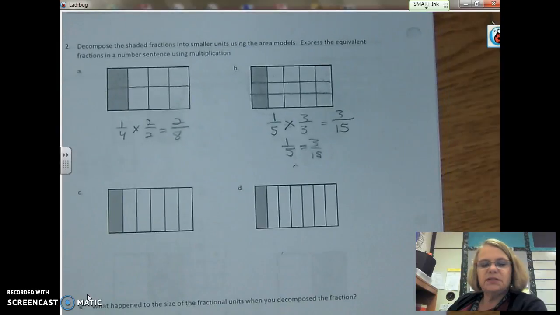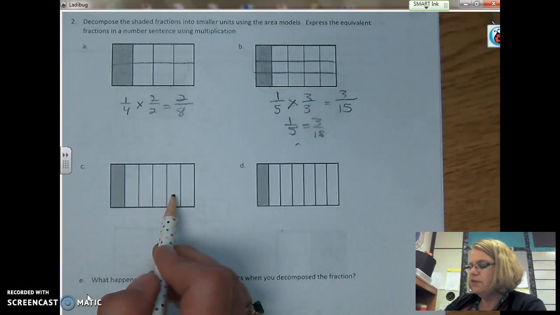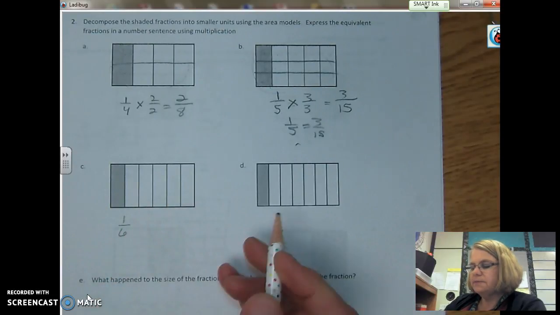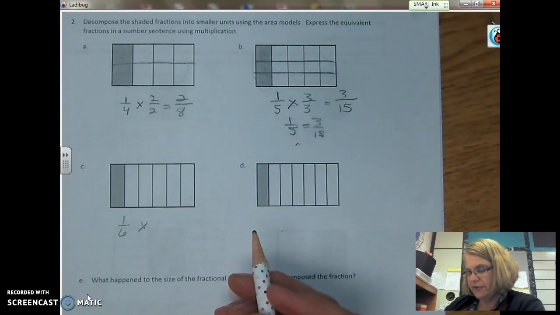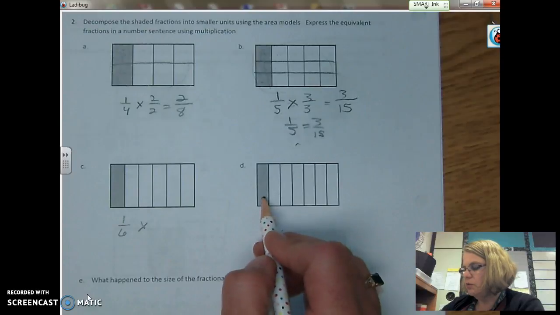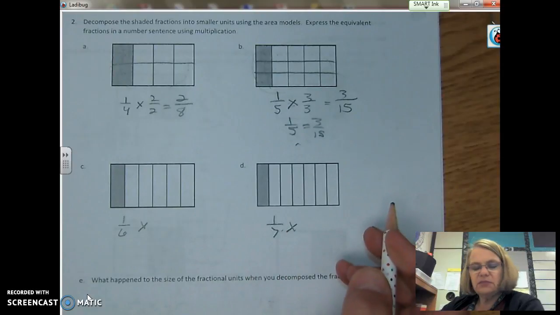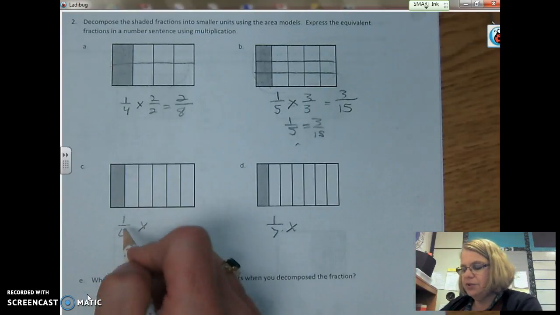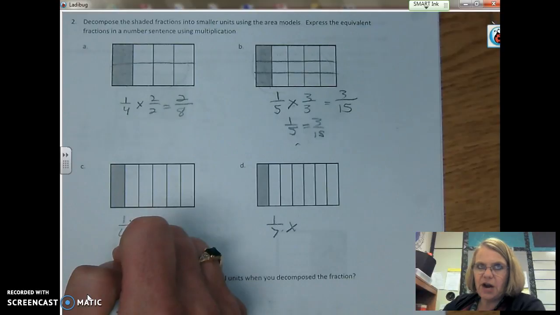I'm going to let you do C and D on your own. You're going to start C off with 1, 2, 3, 4, 5, 6. 1/6. And then you're going to multiply it by however many rows that you decide to put in there. I wouldn't do more than 4 or 5. Over here, 1, 2, 3, 4, 5, 6, 7. So this is 1/7 times however many rows. Whatever you do to the top number, you have to do to the bottom number. That is the rule in fractions when we're multiplying. Whatever you multiply the top number by, you do to the bottom number to make it equivalent fractions.